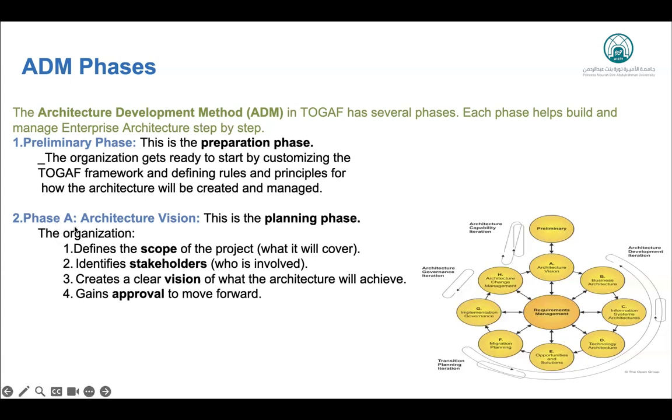Second phase, architecture vision. Phase A, architecture vision. This is the planning phase. Here, the organization defines the scope of the project, what it will cover, and identifies stakeholders, who is going to be involved. Third, create a clear vision of what the architecture will achieve. Then gain approval to move forward.